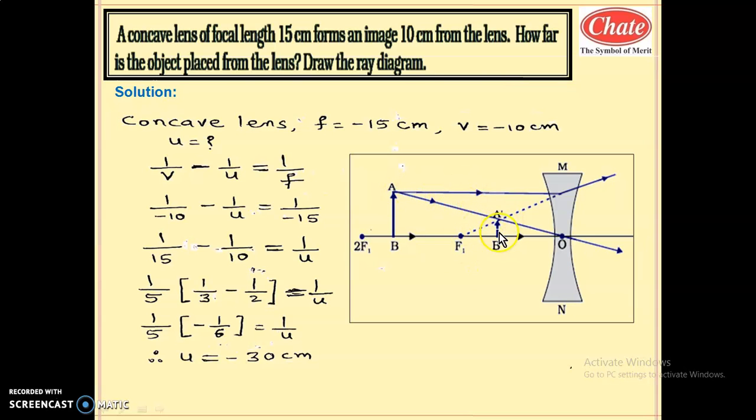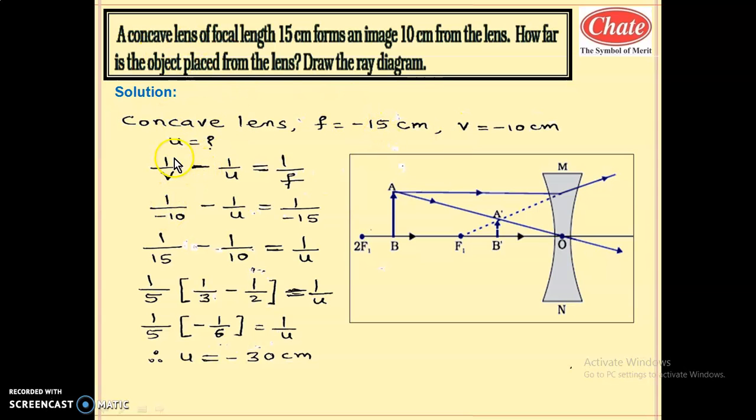And the second ray is drawn by the third rule of the ray diagram. The ray which passes through the optical center passes without deviation. This is the back ray of the diverged ray. So here the intersection of this back ray and this dark ray will give the virtual image. So here the virtual image is formed between F1 and O. As in this problem, V is given, focal length is given, we have to find the U.